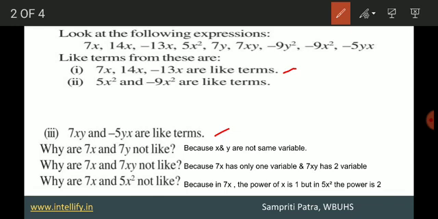Why are 7x and 7y not like terms? Because I have told previously that x is a variable and y is a variable. This type of terms comes according to the number system and the quadrants, and x and y are totally different variables, so these are not the same.